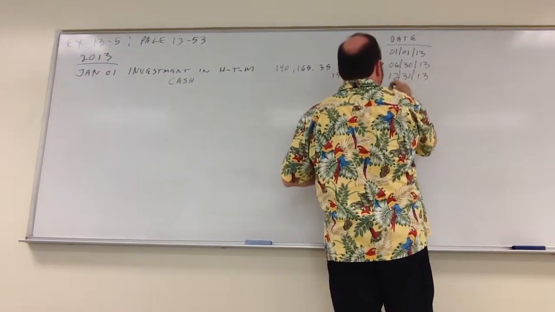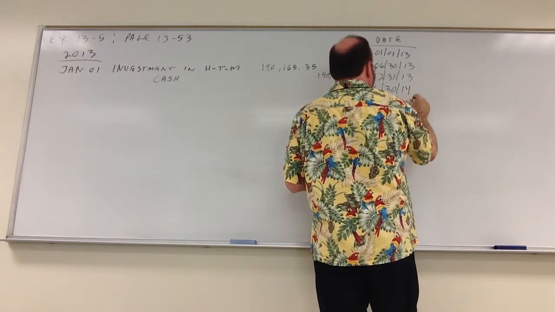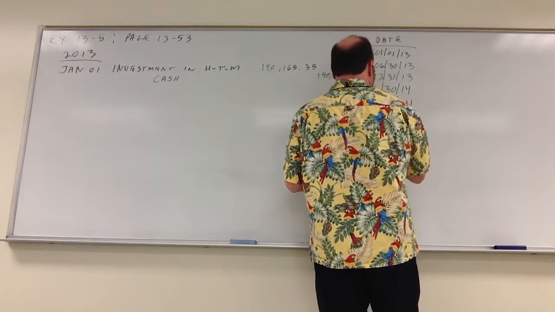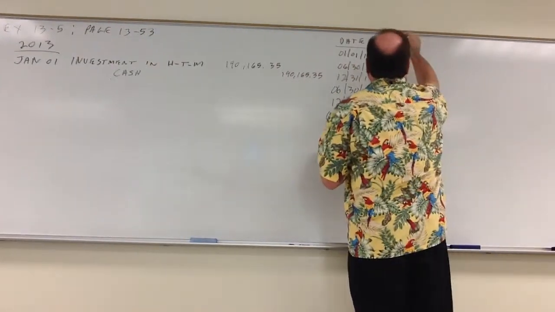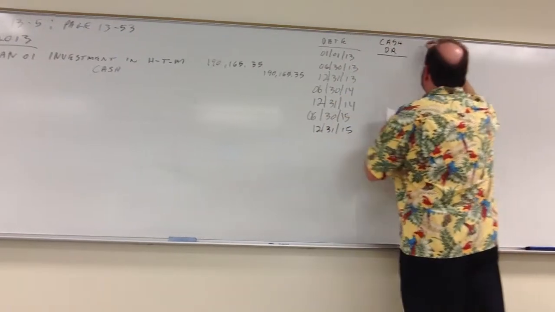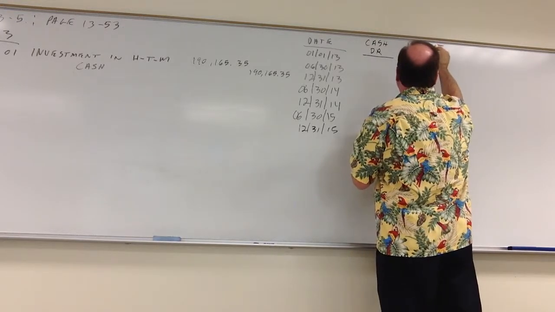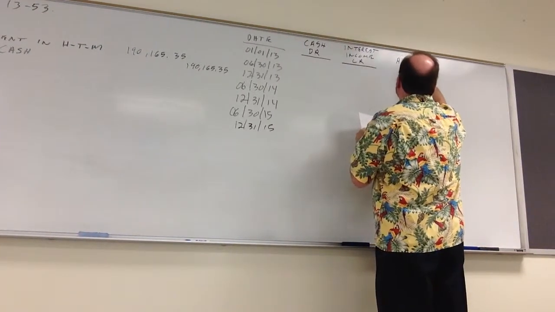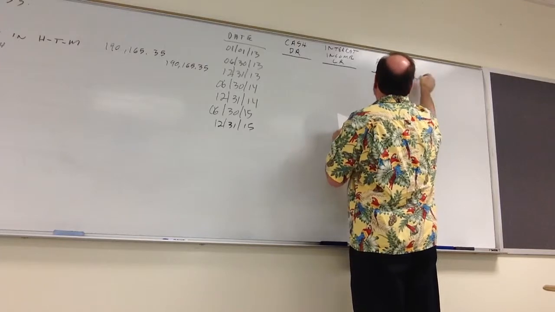And then you're going to have June 30, 14. And then lastly, the same two dates in 15. So we have cash. That's going to be a debit. And then we have interest income. That's a credit. We have our amortization. And because it's a discount, it's also a debit.